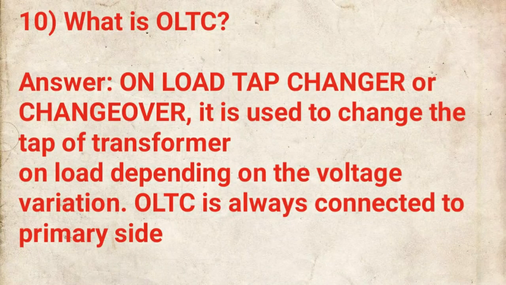What is OLTC? OLTC means on load tap changer or changeover. It is used to change the tap of the transformer on load depending on voltage variations. OLTC is always connected on the primary side.